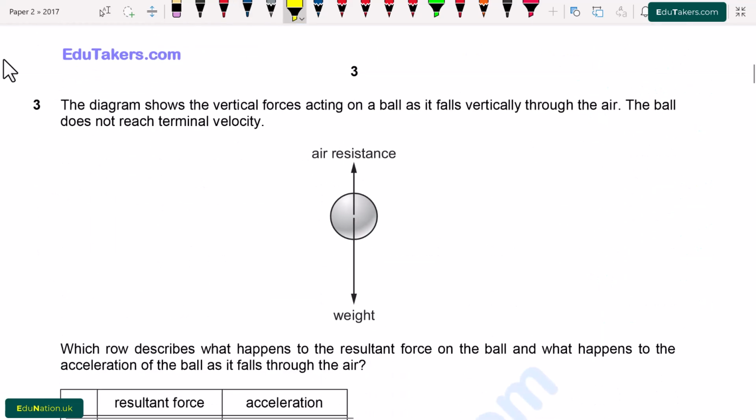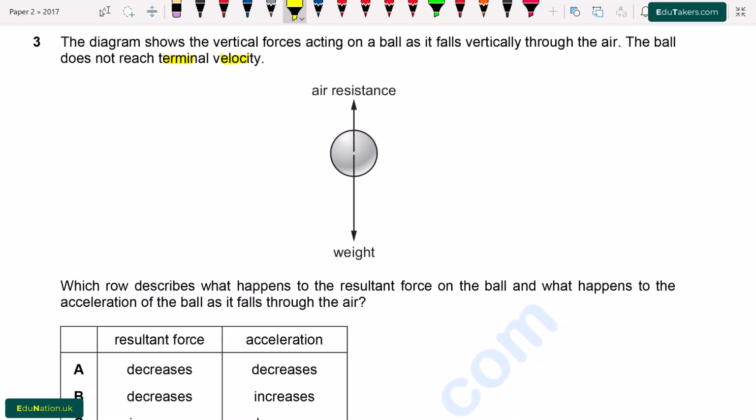Question number 3. The diagram shows the vertical forces acting on a ball as it falls vertically through the air. The ball does not reach terminal velocity. Here we can see that there is a ball and upward there is a force of air resistance, while downward there is a force of weight. Which row describes what happens to the resultant force on the ball and what happens to the acceleration of the ball as it falls through the air? The ball does not attain terminal velocity.